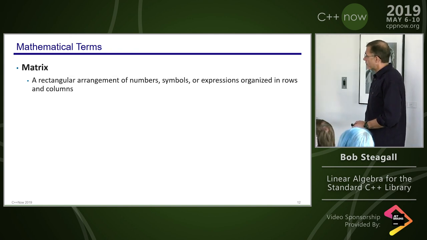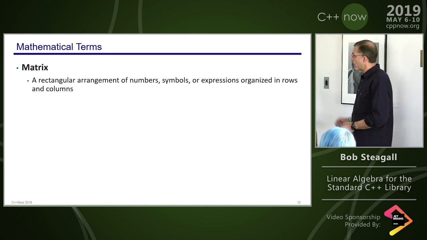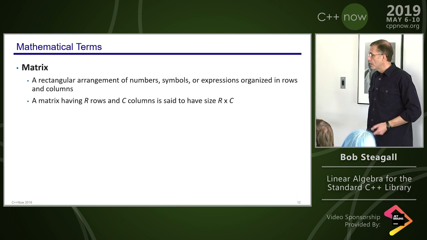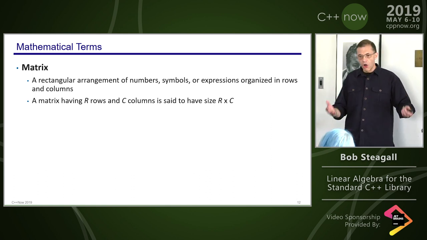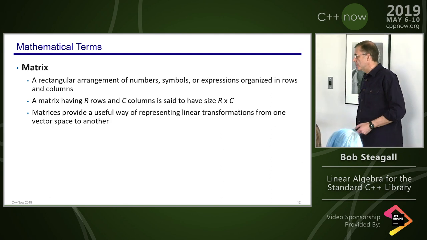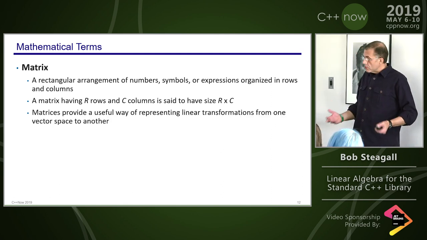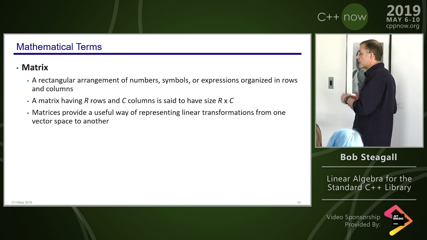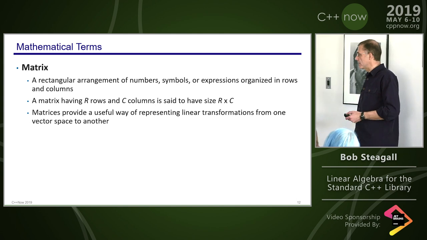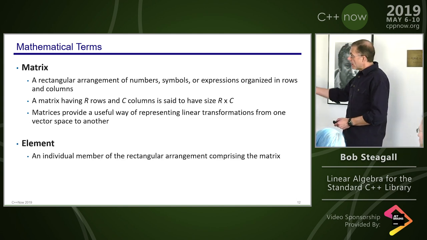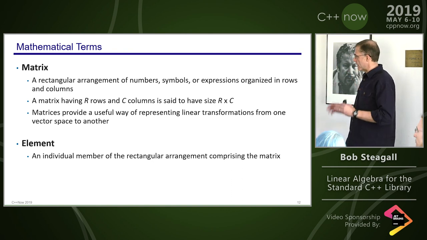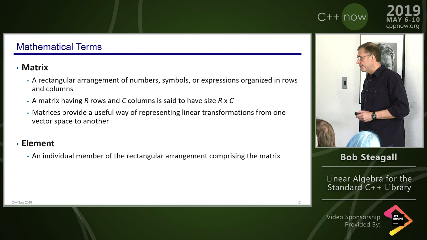A matrix, from a mathematical perspective, is a rectangular arrangement of numbers or symbols or expressions that's organized in rows and columns. And of course, we all know that a matrix that has R rows and C columns is said to have size R by C. Matrices are useful because they provide a way of representing linear transformations from one vector space to another. At the end of the day, that's kind of what they do. An element is an individual member of that rectangular arrangement of things that comprise the matrix.